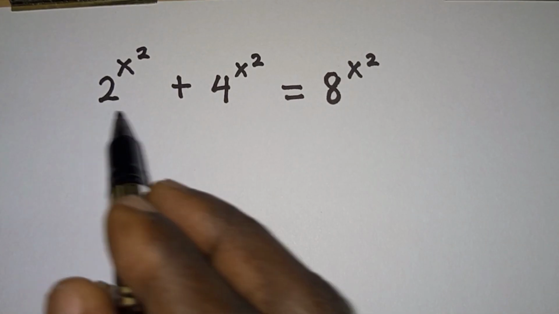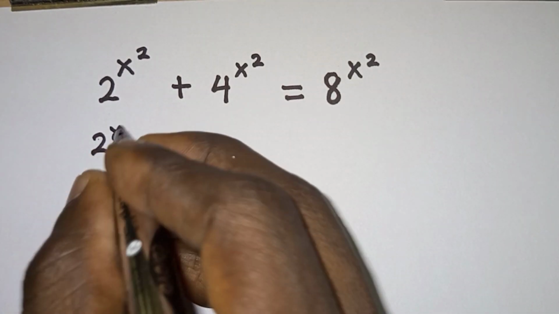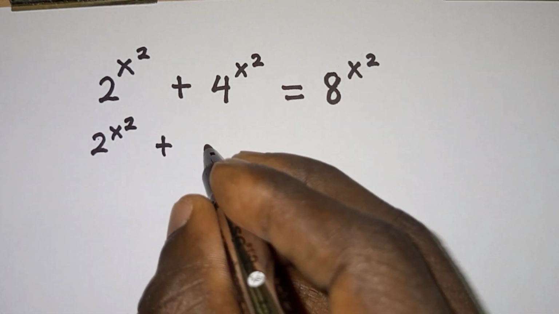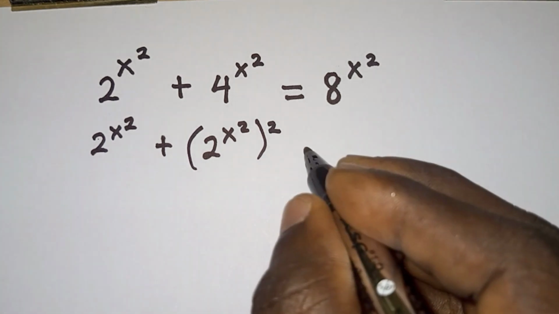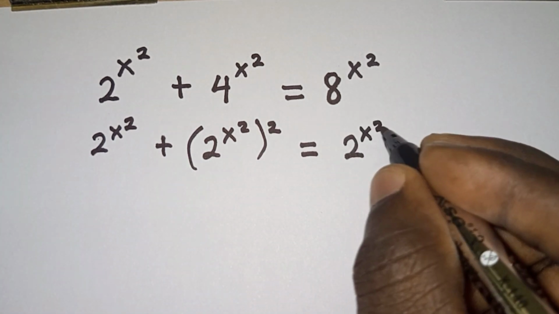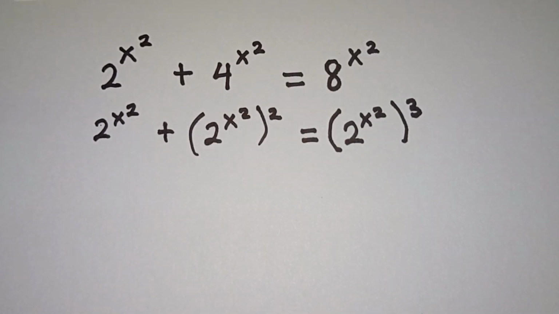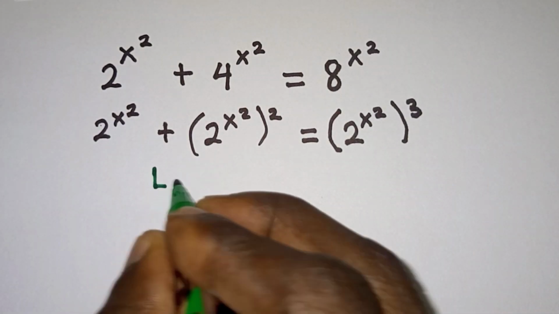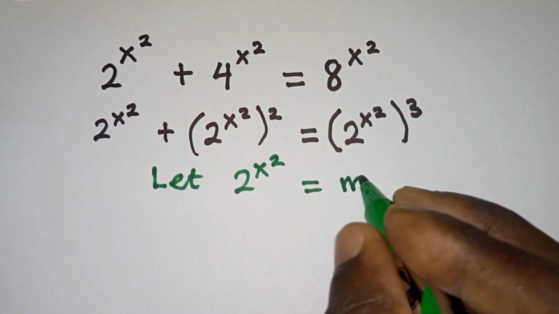What is the value of x in this exponential equation? We have 2 to the power x squared. Then 4 to the power x squared is the same as 2 to the power x squared all squared. And the right hand side, we can write it as 2 to the power x squared all to the third power. Then from here, we're going to let 2 to the power x squared equal to m.